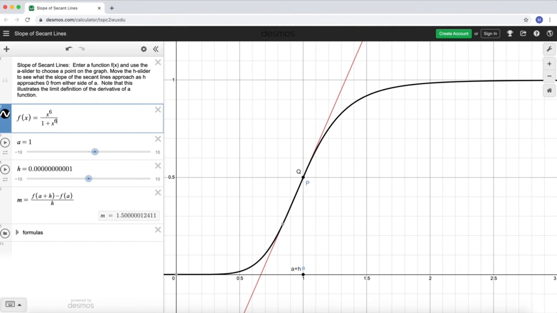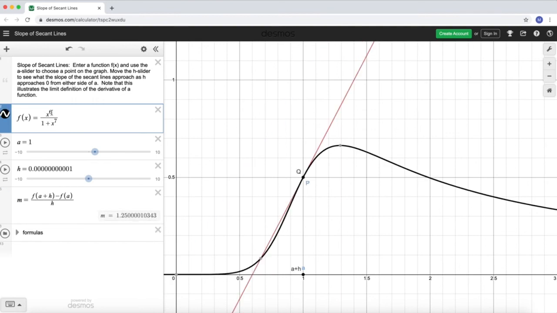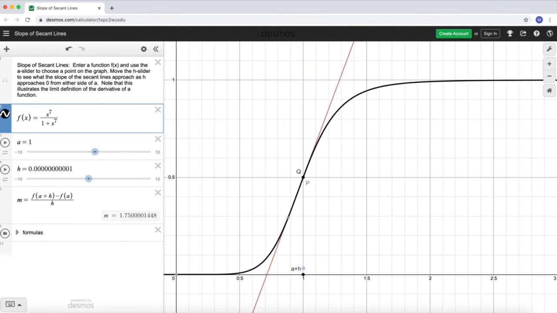And the higher and higher I raise the power on this rational function, the larger the slope of the tangent line is going to be at this point. And that means that the graph is getting steeper and steeper. And so in terms of what the instantaneous rate of change means, we're talking about a steeper and steeper response, which is more and more sensitive as we increase the powers there on that rational function.